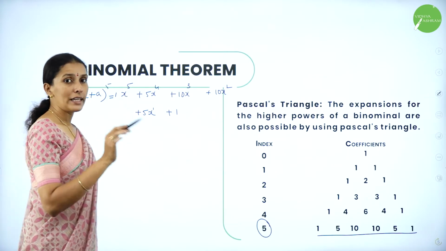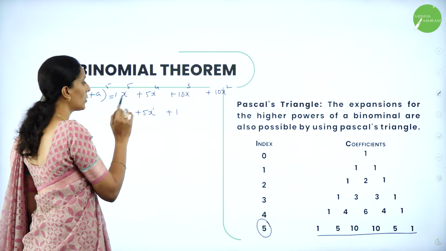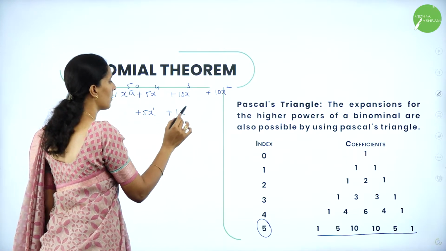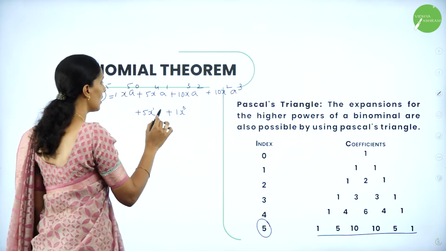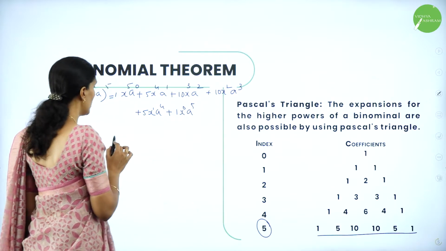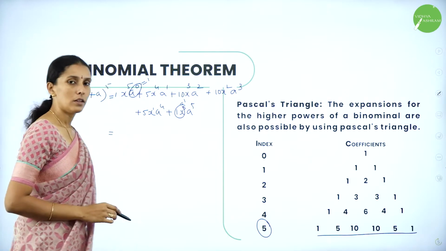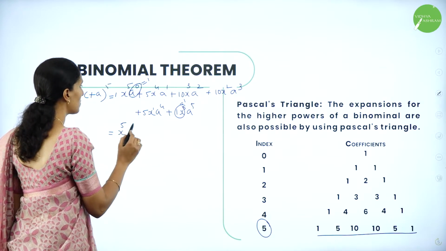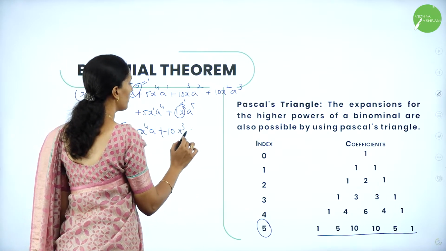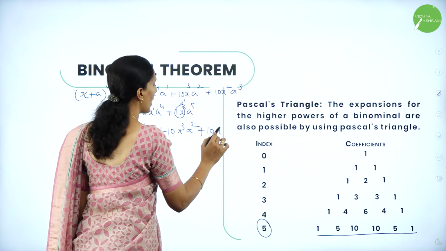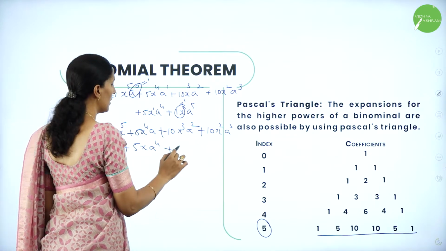Next, go on increasing the power of a. We should start with a power 0. No need to write it, but if you want, you can. So a power 0, a power 1, a power 2, a power 3, a power 4, a power 5. Since anything to power 0 is equal to 1, what happens for this expansion? This is x power 5 plus 5x power 4 a plus 10x cube a square plus 10x square a cube plus 5x a power 4 plus a power 5.